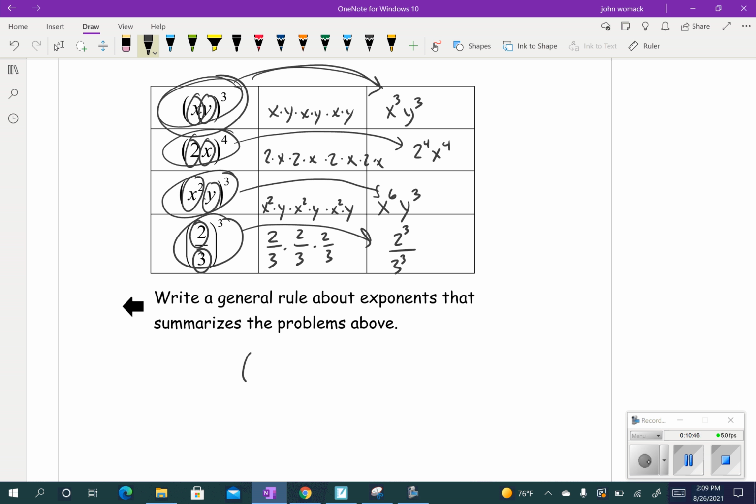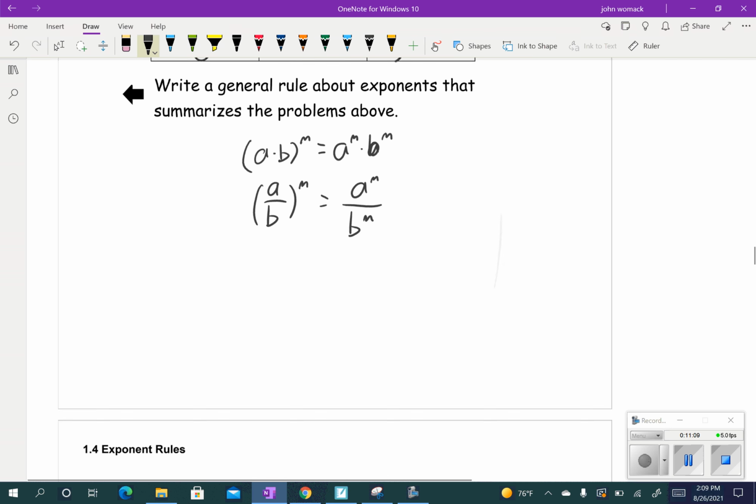You could write that algebraically like this. If I have a times b to the nth power, you have to raise them both to the nth power. Oops, sorry, that's a b. Same thing if it's a fraction, if you're dividing. Same thing happens. So a to the m over b to the m. All right, that's our third rule. Let's look at a couple of examples.